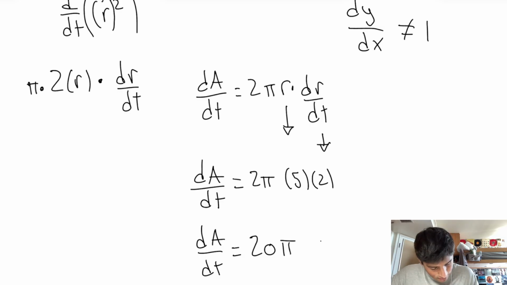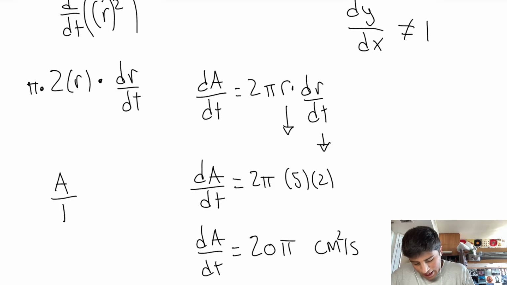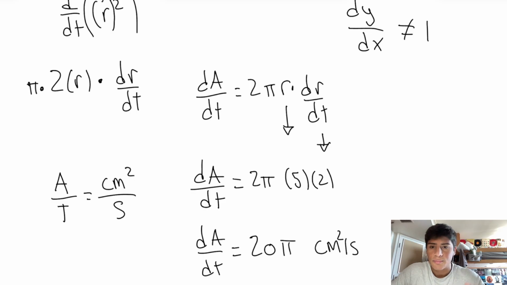And our units for this, centimeters squared per second. The reason why is because we're doing A over T, area is centimeters squared, and time is in seconds. And this is again given to us in the problem. A over T could also be meters squared per hour or something. So you want to make sure that you're paying attention so that you can get the units right. And this is our first problem done.